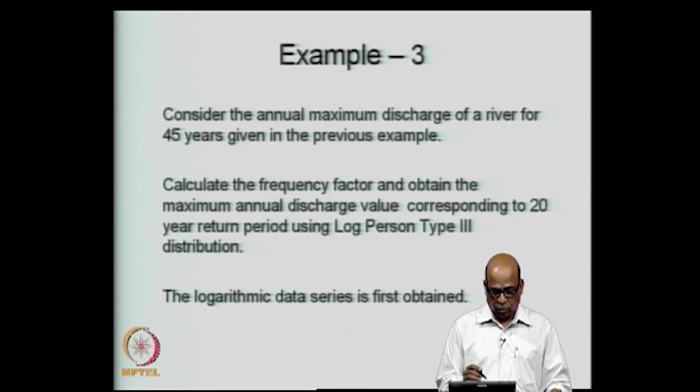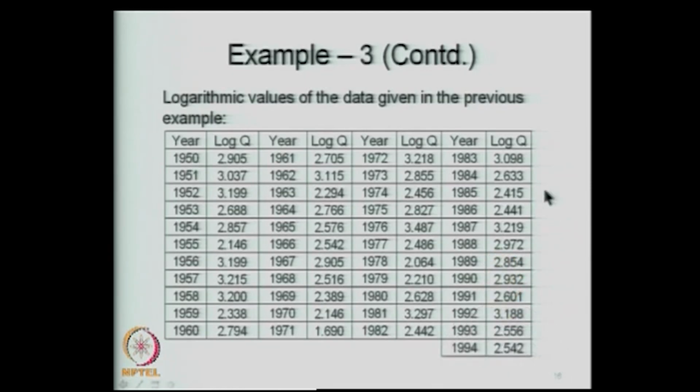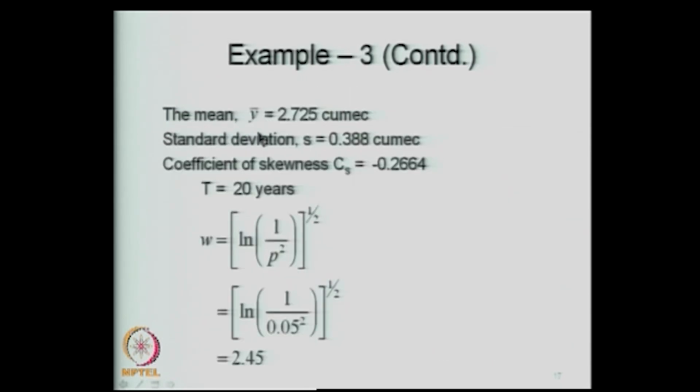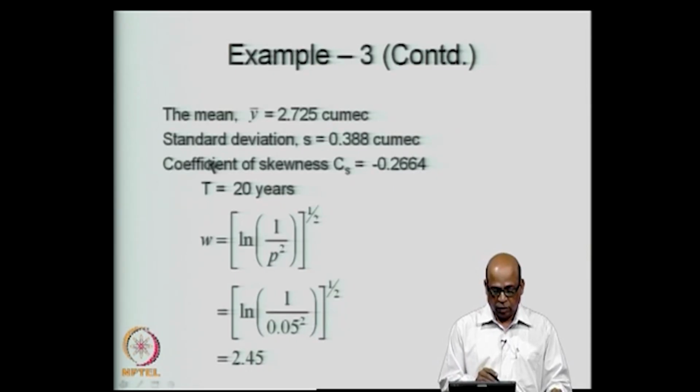So, for the given 45 years data, we take the log q and then construct the series of the logarithm values. 1950 to 1994 you get the log values and then you obtain the mean, standard deviation and the coefficient of skewness with respect to these values now. So, the mean of this log series comes out to be 2.725 cubic meters per second and the standard deviation is 0.388 cubic meters per second.